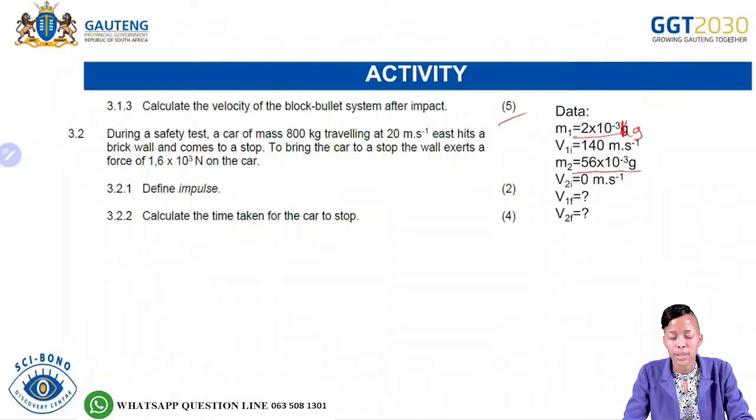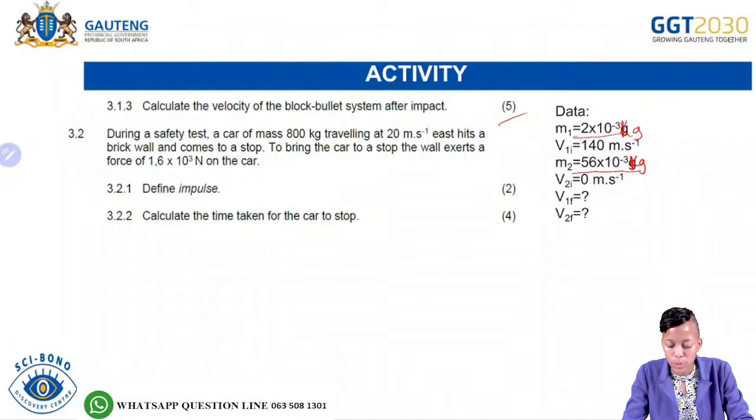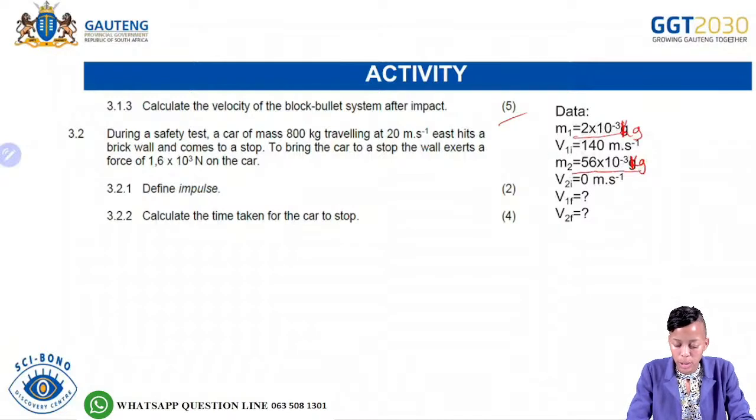And then again, you were given 56 grams. So again, you are going to divide the 56 by 1,000, or multiply by 10 to the power of -3, and that would also give you your answer in kilograms. So from there, we were given an initial velocity of the pellet as 140 meters per second. Then we were told that the block was stationary, so the velocity would be 0.